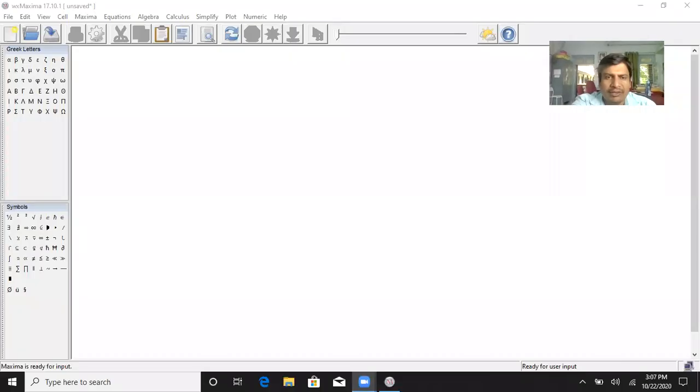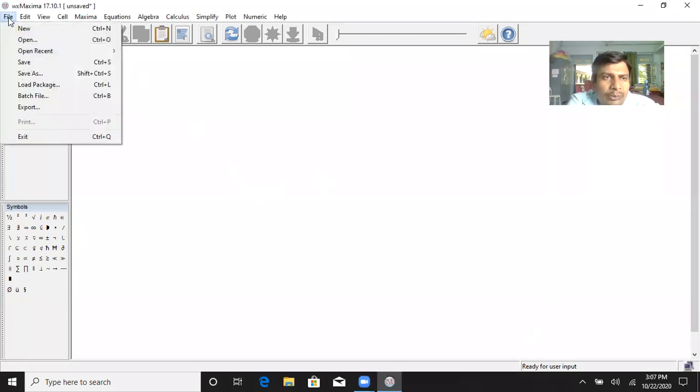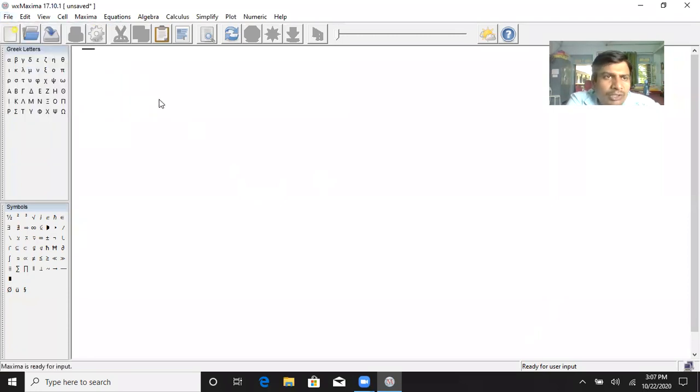See here, this is the window of your Maxima. First I will discuss some icons. This is the new file, first one, then the edit menu. In the file menu there are new, open, save and save as. You use save and save as when you execute the program, so you save that one.